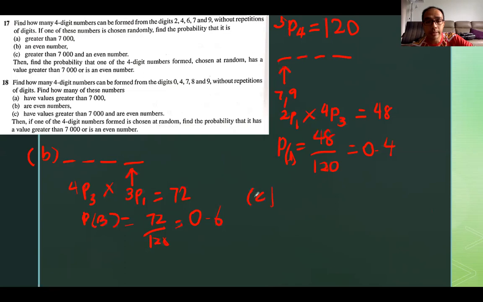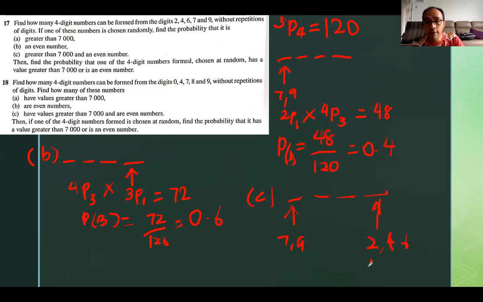Yeah, okay, greater than 7,000 and an even number. Hold on, let me think about this first. Okay, let's figure out. We want it to be more than 7,000 and an even number. So if we put this, the back can only be filled by either 2, 4, or 6. And the front can only be filled by either 7 or 9. Sorry, 2, 4, or 6.